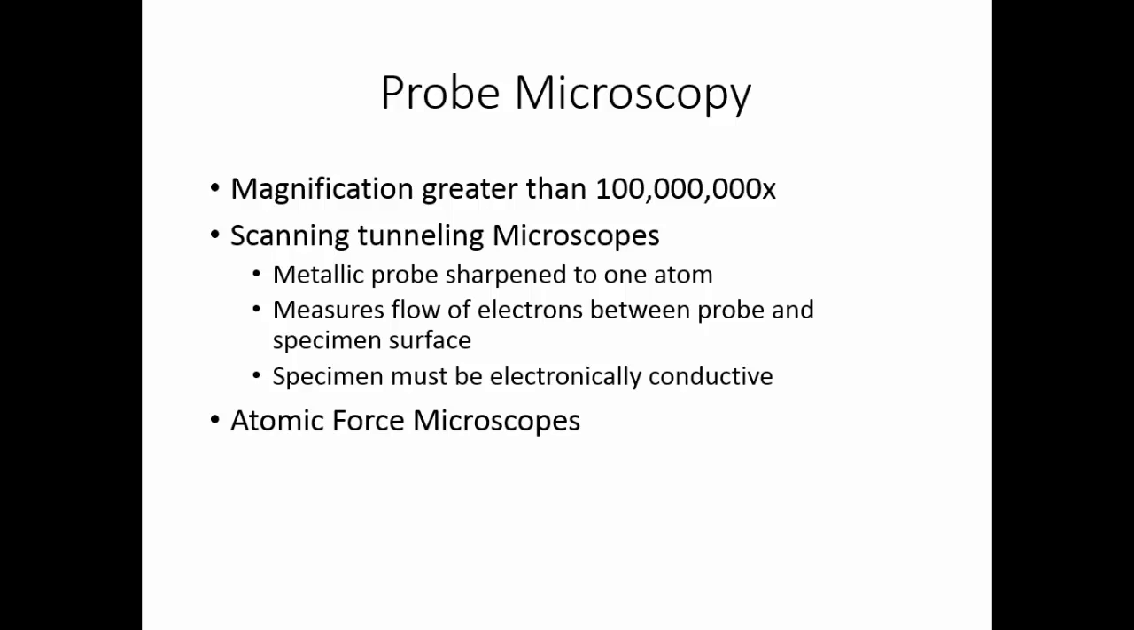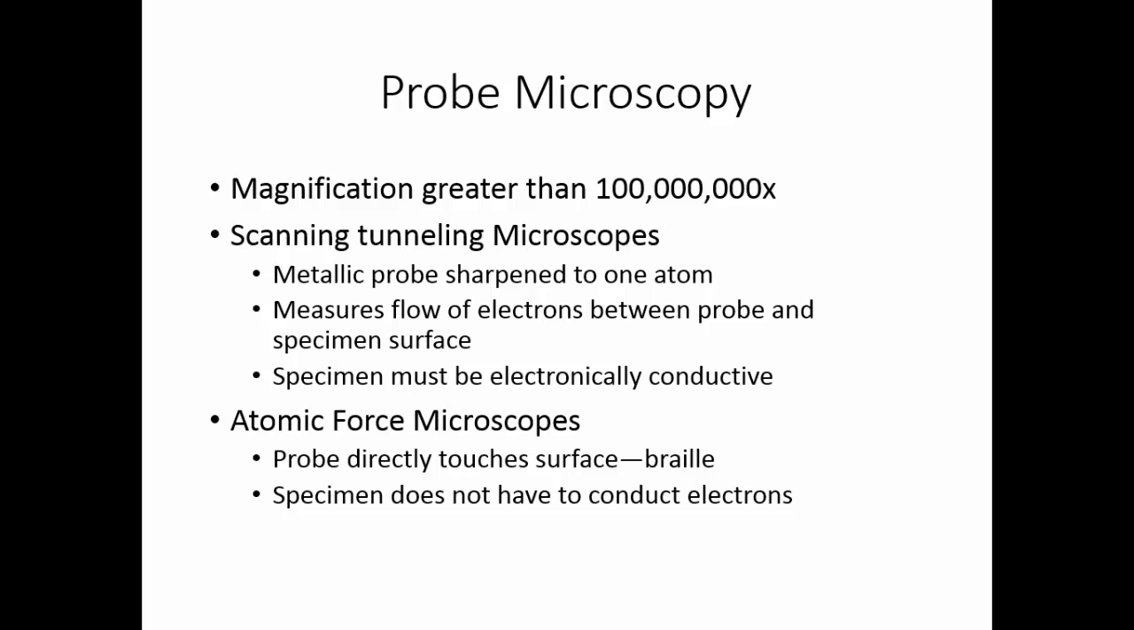The atomic force microscopes have the probe travel directly on the surface of the material they're examining. This is sort of like someone reading Braille. As a result, the specimen does not have to conduct electrons, and it can be used to look at living material because a vacuum is not required.